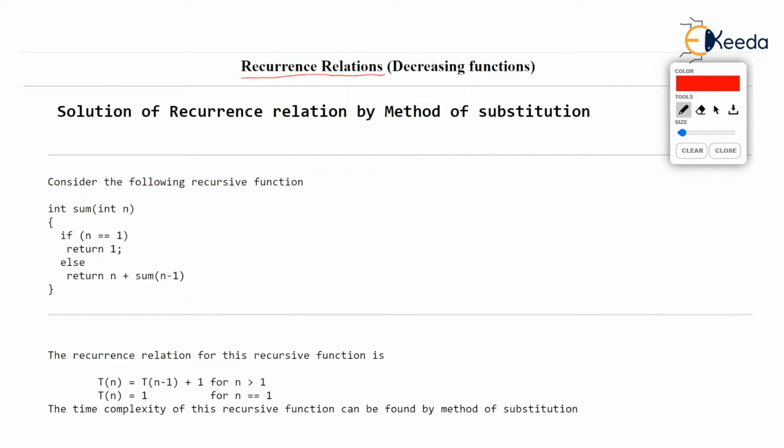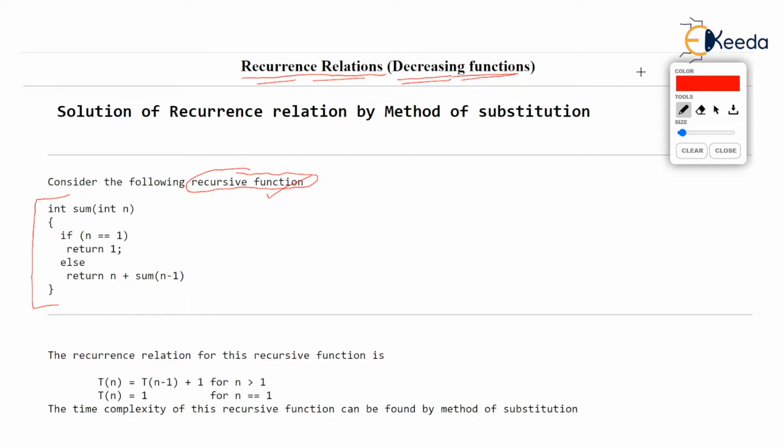Now this recurrence relation which we are going to see is of the form decreasing function. You will shortly notice what is meant by decreasing function in terms of the topic recurrence relation. But actually whenever we have a recursive function and we are asked what is the time complexity of the recursive function, then time complexity of recursive function can be found by writing recurrence relation. First of all, we will have to build a recurrence relation if some recursive function is given.